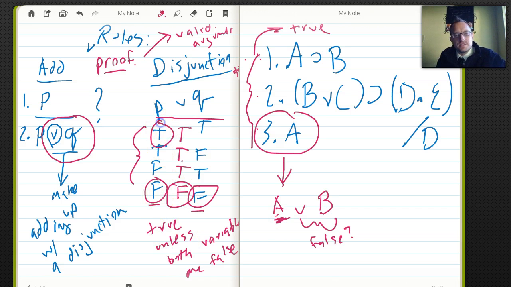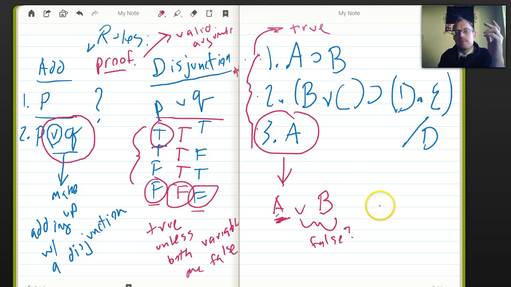Because A was here, right? So even if the Q or the B in this case is false, it doesn't matter. It's still true, which means you can still use it and it's still a valid argument, okay? And that's ultimately the question of why I can do an addition.